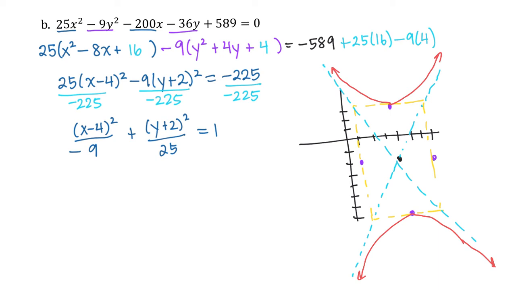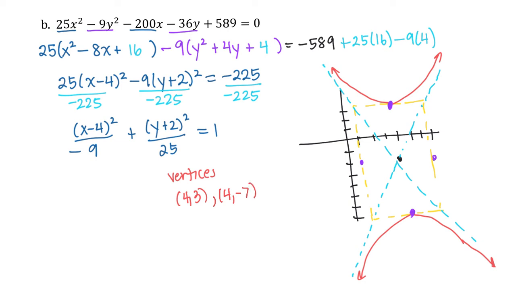Let me look at the vertices. Vertices are here and here. So the center was 4, negative 2, and I went up 5. So 4, negative 2 plus 5 is 3. 4, negative 2 down 5 is 4, negative 7.